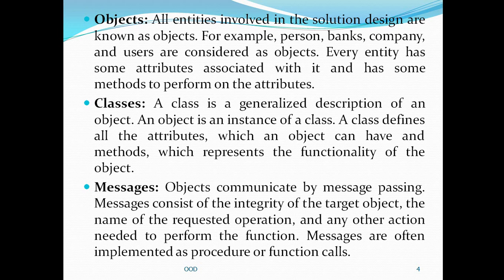The next one is a message. See the definition. Objects communicate by message passing. A message consists of the identity of the target object, the name of the requested operation, and any other actions needed to perform the function. Messages are often implemented as procedure or function calls. Messages are used to communicate among objects. However, we want to call one object.